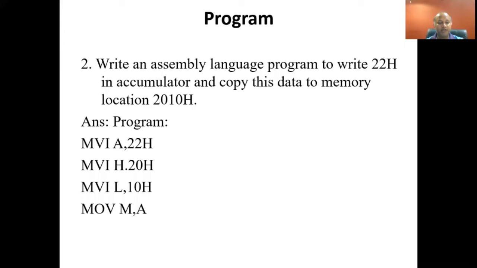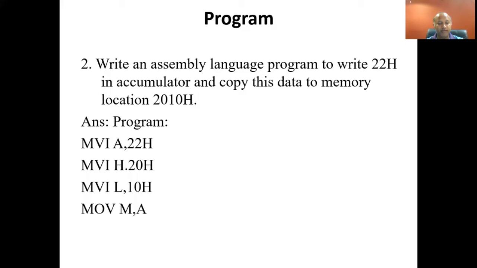So by the first instruction MVI A, 22H, the 8-bit value 22H gets copied to register A. By the second instruction MVI H, 20H, the 8-bit value 20H gets copied to register H. Third instruction MVI L, 10H, the 8-bit value 10H gets copied to register L. So the address of HL pair becomes 2010H, which is referred by M.